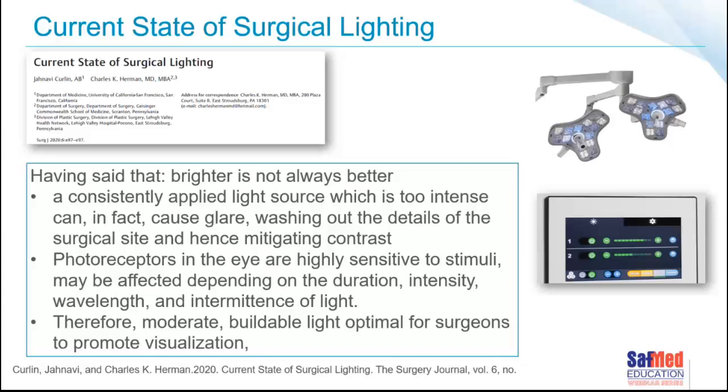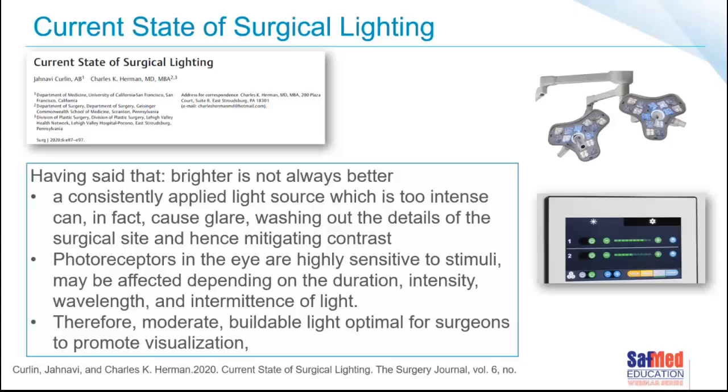And for that reason, moderate, buildable light is what's optimal for surgeons for proper visualization. So we're looking for light where we can add to it. We can start with one light at a particular intensity, bring in a second light if needed, a third light, depending, of course, on where you're operating and what part of the body you're working with.